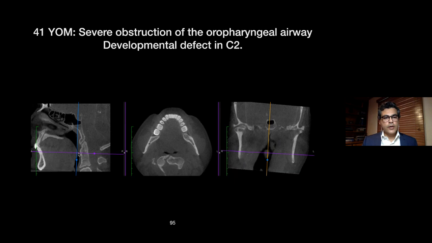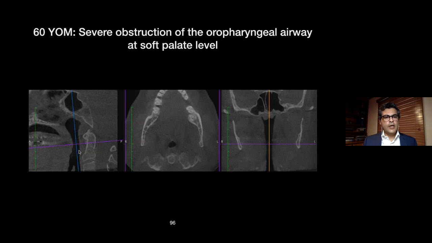Not just that, there is calcification of the anterior longitudinal ligament, causing a protuberance and narrowing the airway. In this 60-year-old male, again, the patient is in an upright position, and this is the level of the soft palate, and we can see how narrow the airway is. And imagine when this patient lies down, the soft palate falls back and pretty much blocks the airway. And this patient was having severe sleep apnea problems.